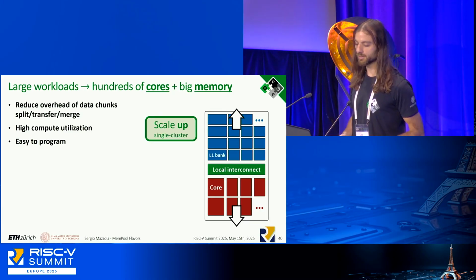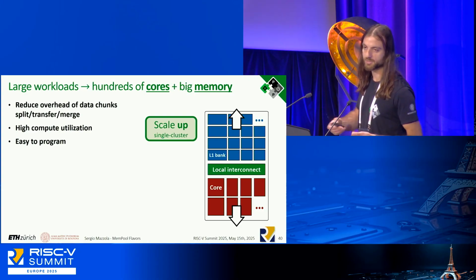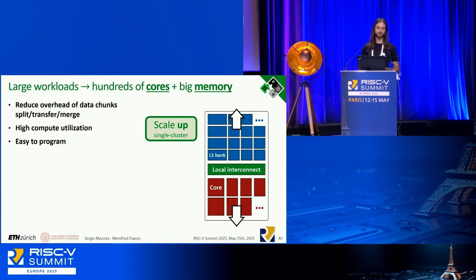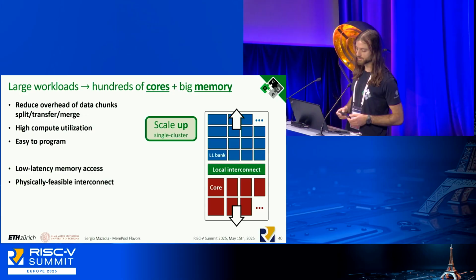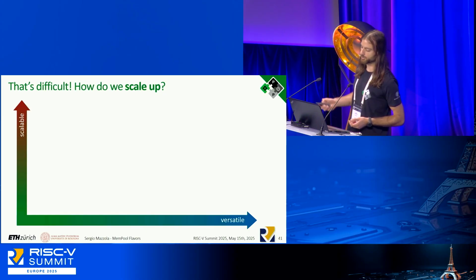Without multi-cluster, we reduce the overhead of having to split data chunks and transfer them over the multiple clusters, so we can have a higher compute utilization. And also a single cluster is easier to program. But still with this scaled-up system, we have to still grant low latency access to the large memory system, and we have to be careful to keep all of this physically implementable. So that's quite challenging. Let's see how do people actually do it.